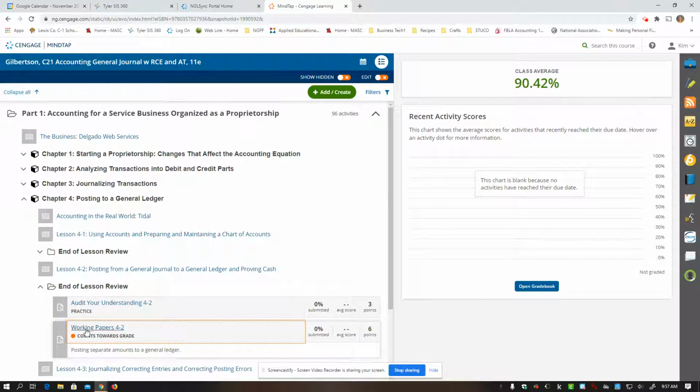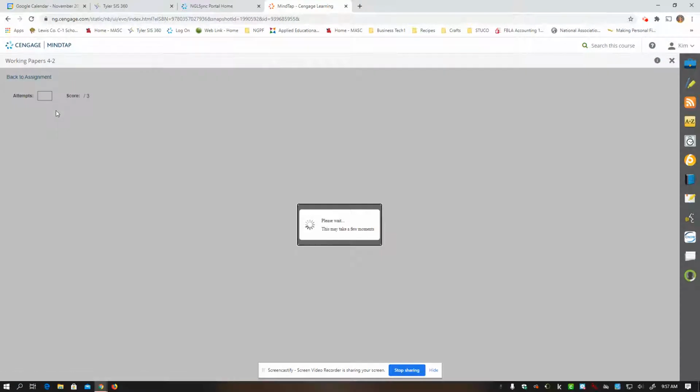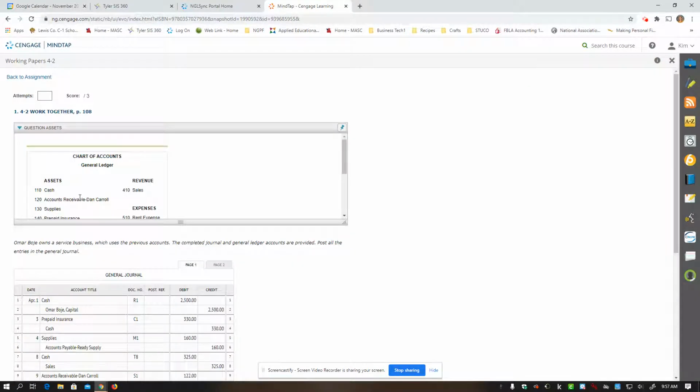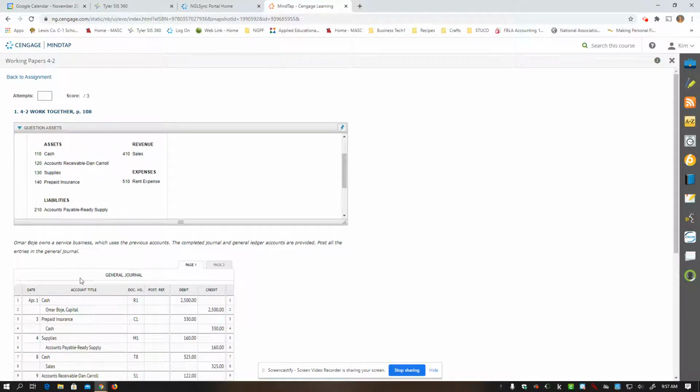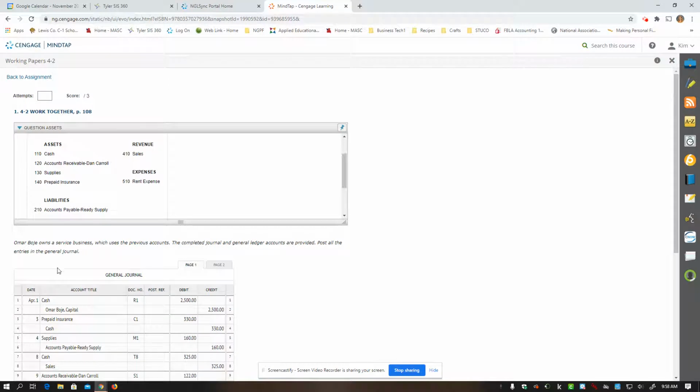Under End of Lesson Review, Working Papers 4-2. Let's do it together. They've already done all the posting. See? The posting's all done. They've already entered all the account information in the general ledger. You're going to do the posting.